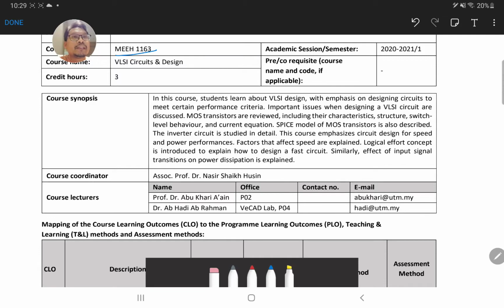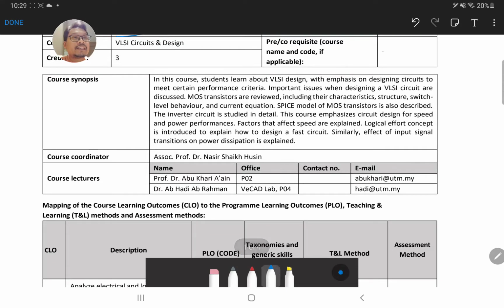We have the name of the course coordinator there, and we have two lecturers. I'm teaching section 5 for you guys. For the Intel Penang session, Prof Abu is teaching the Perdana or the local UTM JB students.